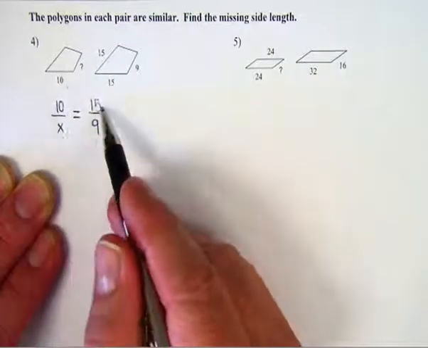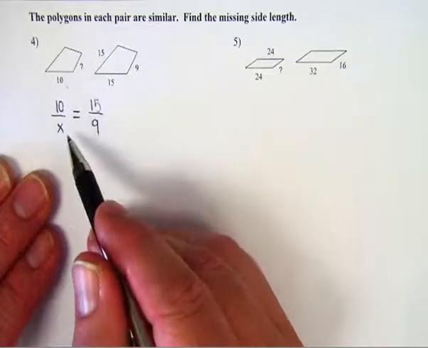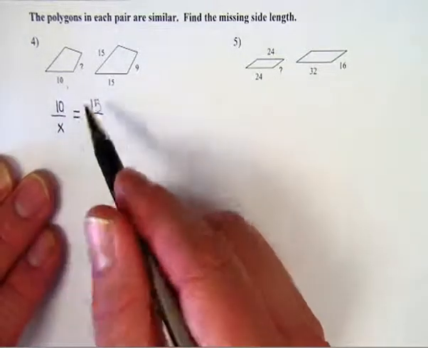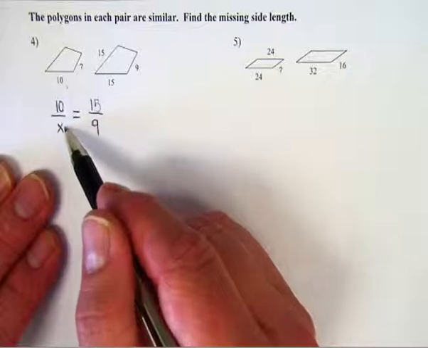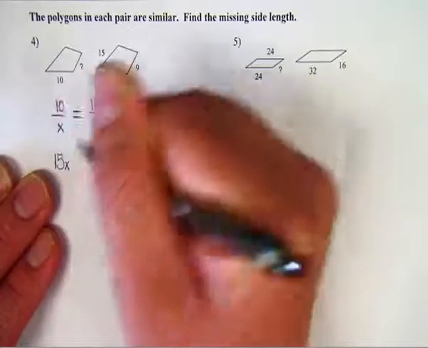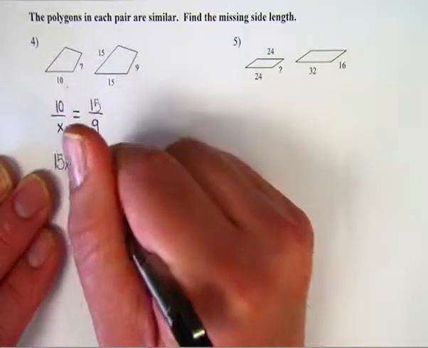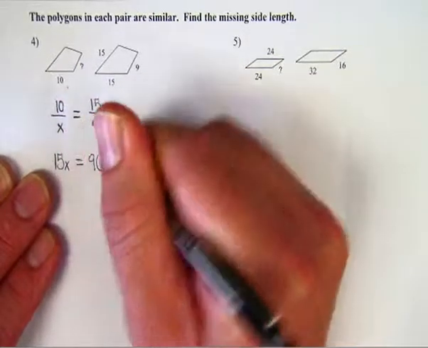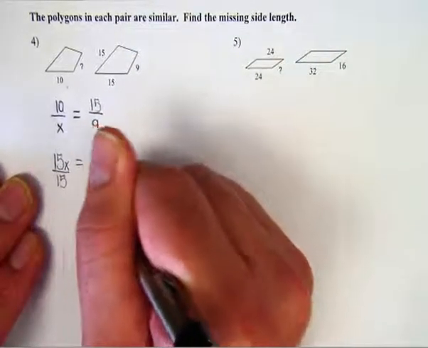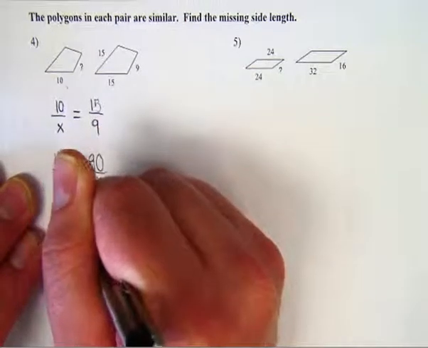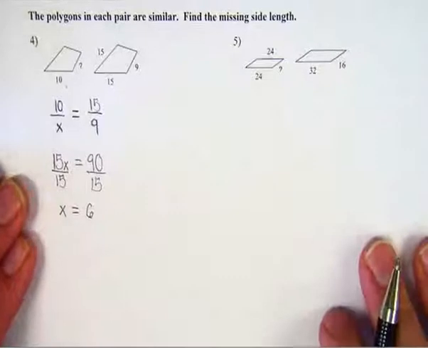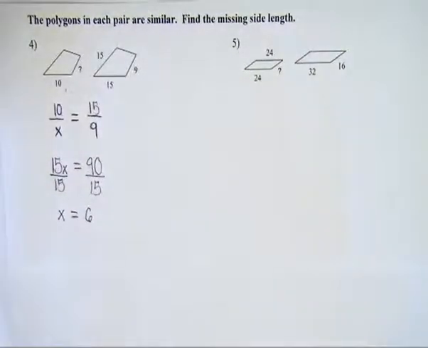And so now I have this set up. This is a proportion, it's one fraction equal to another, and now all I need to do to find x is to solve this. So in order to solve this, I'm going to use a technique called cross multiplication. So I'll do x times 15, which will give me 15x equals 10 times 9, which is 90. Now to find x, all I have to do is divide by 15, and I would find that x equals, let's see, that would be 4, 5, 6. So that missing side length would be 6.